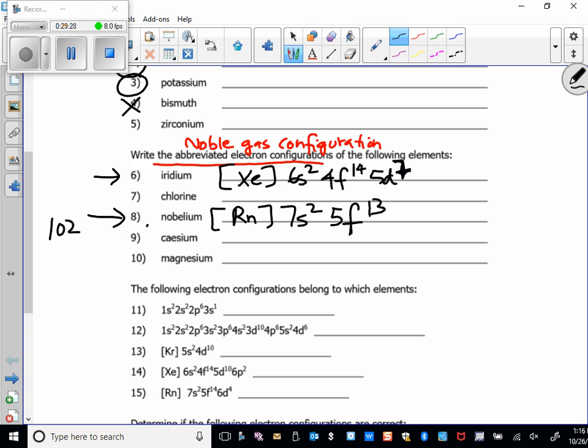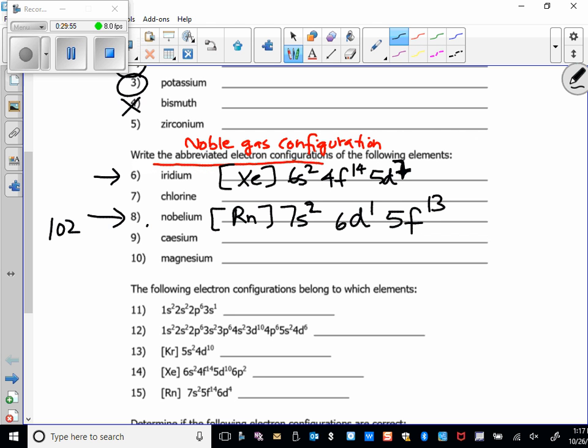No, you still need the 6d1. So after 7s2, you have 6d1, and then you have 5f13. Now, this is also incorrect.